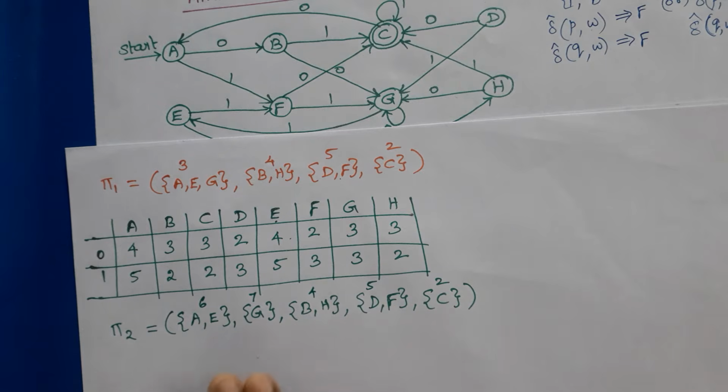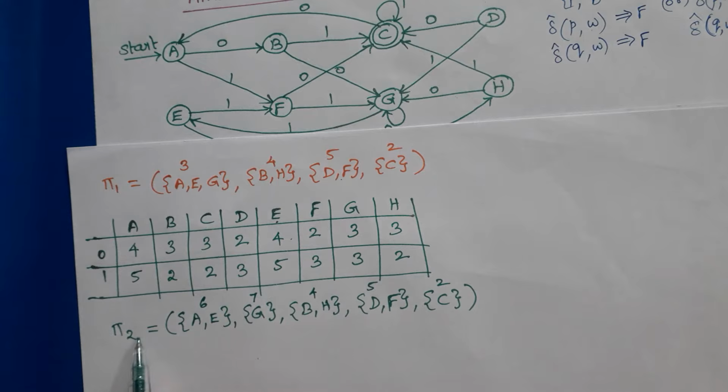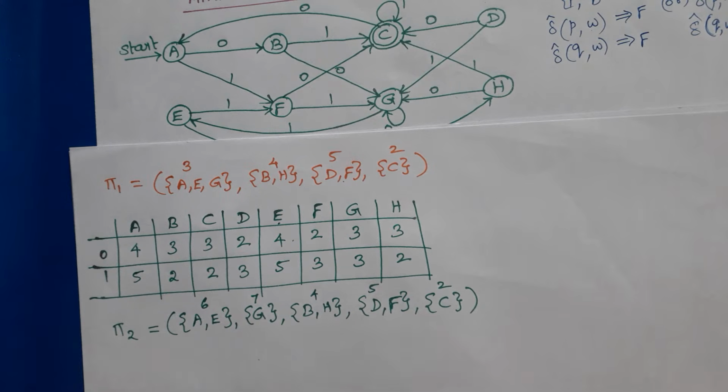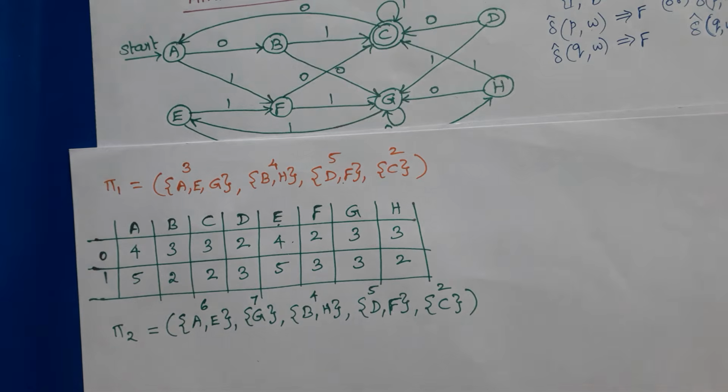This should be repeated until we get phi n equivalent to phi n minus 1. That is, the two groups are similar. Once the newly formed group is equivalent to the previous group, we have to stop partitioning the states. Then we need to draw the final minimized DFA diagram.